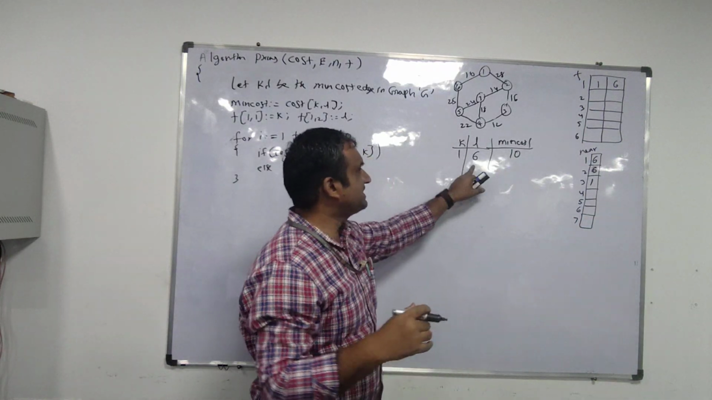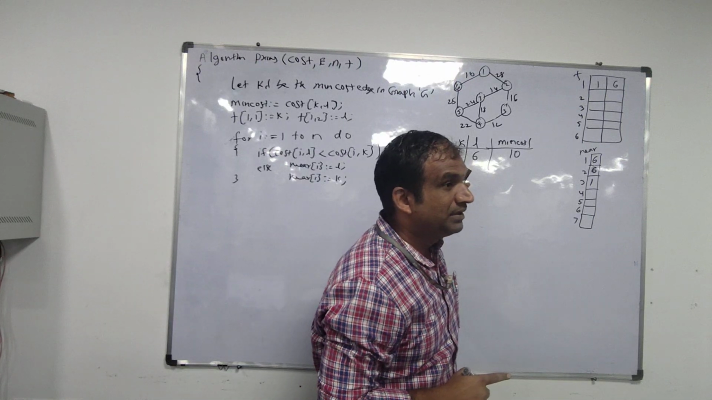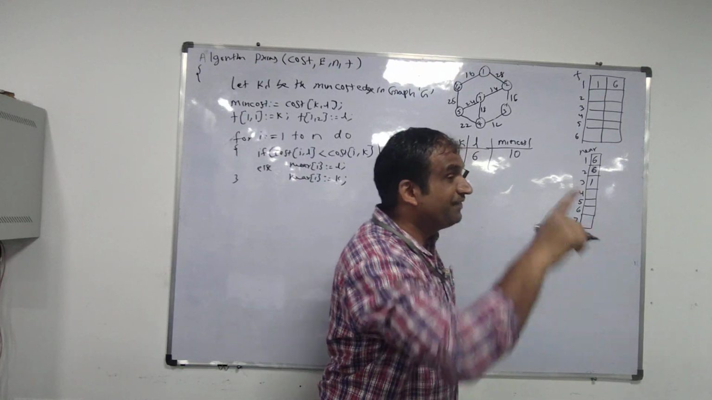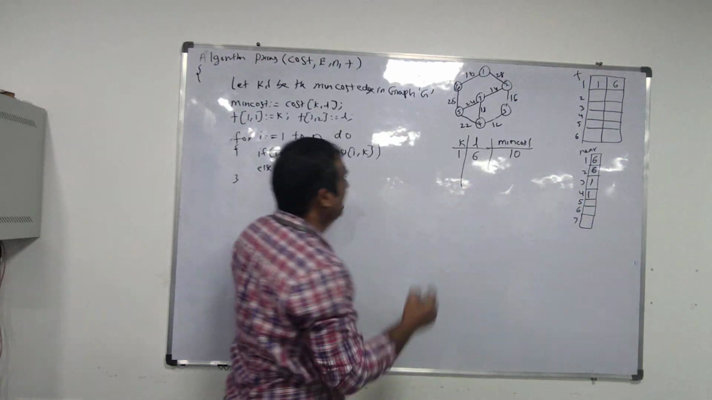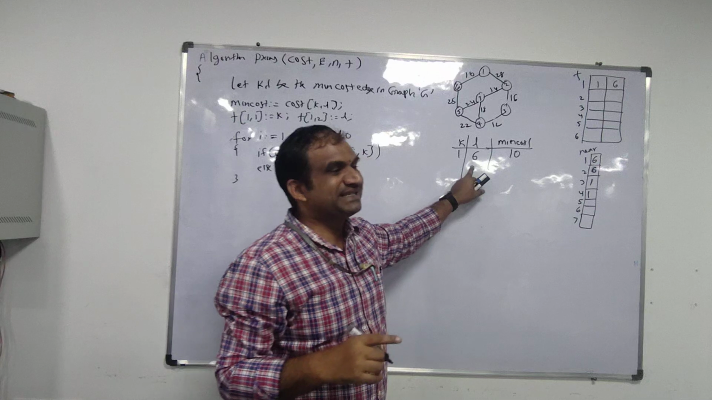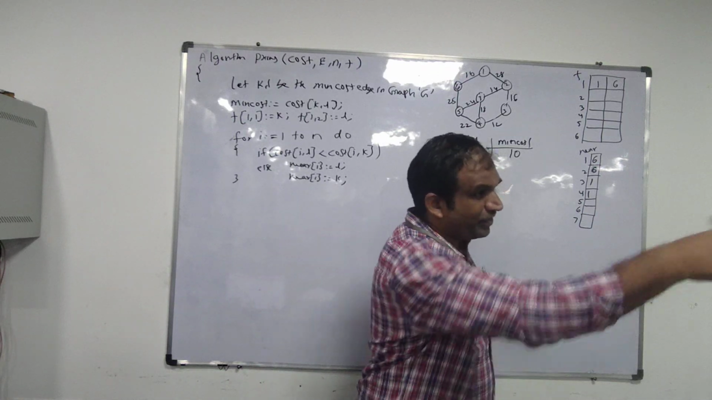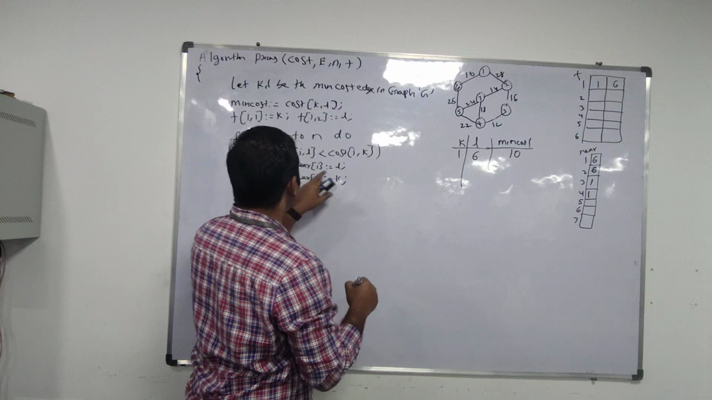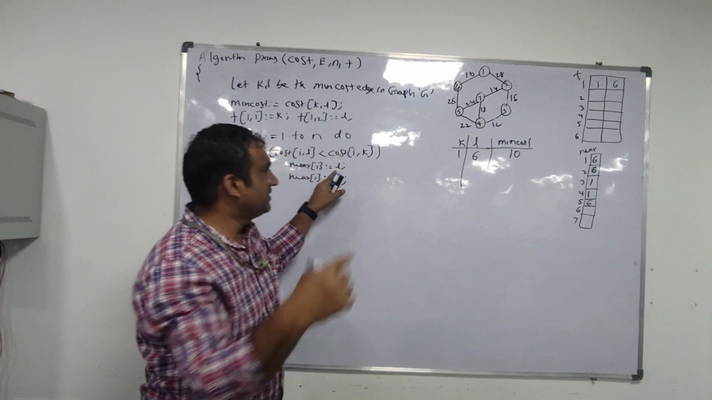Next, 4 comma 6 less than 4 comma 1. 4 comma 6 is infinity, 4 comma 1 is infinity. Infinity less than infinity is false, so K. K value is 1. Next, 5 comma 6 less than 5 comma 1. 25 less than infinity. Condition is true. If the condition is true, L is 6.